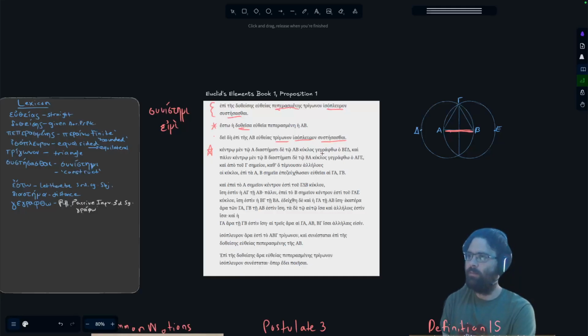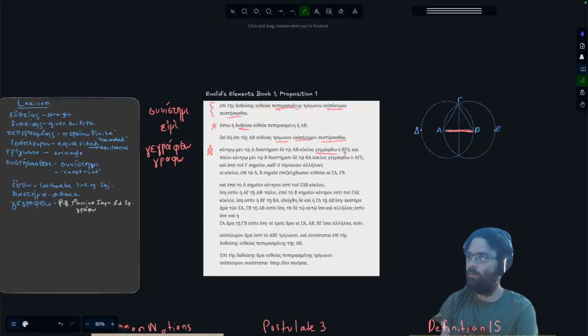But a couple things to point out that are kind of interesting about this. Gegraphtho, which you don't see too commonly outside of Euclid, is the perfect passive imperative from grapho. And we'll see this form used quite a lot in other propositions. But yes, the perfect passive imperative.